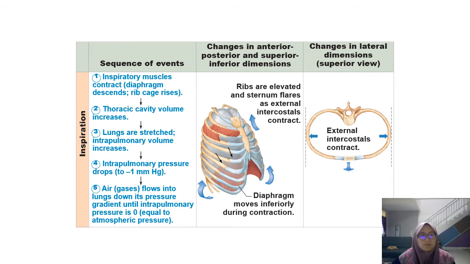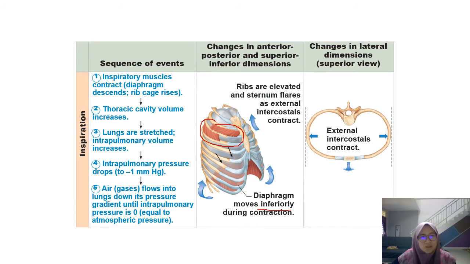Alright, back to the mechanics of breathing of inspiration. Again, I will start with the inspiratory muscles, the external intercostal muscles. They contract, so the diaphragm descends or flattens down. It moves inferiorly during contraction and the lungs expand. So the rib cage rises. The thoracic cavity volume increases.